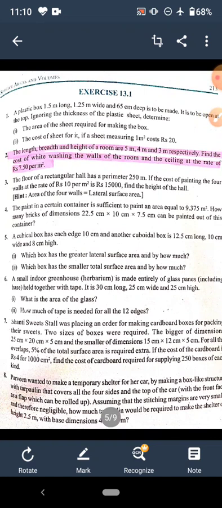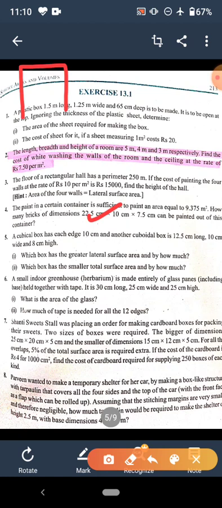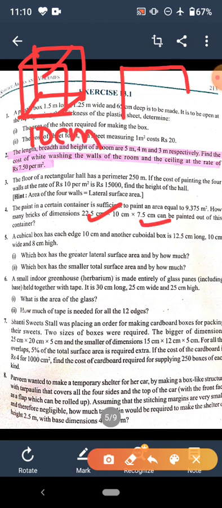A cubical box has edge 10 centimeter. There is a cubical box whose edge is 10 centimeter, and there is another cuboidal box whose dimensions are 12.5 centimeter, 10 centimeter, and the height is also given, that is 8 centimeter. So which box has the greater lateral surface area, and by how much?